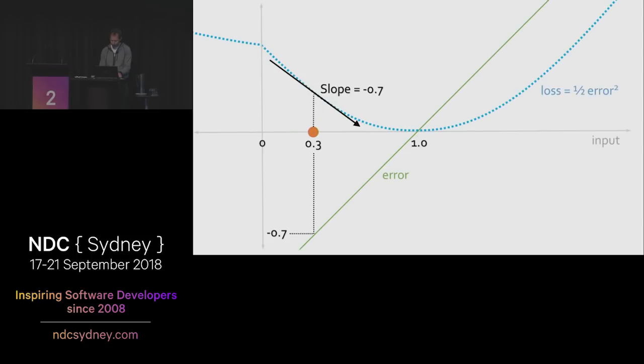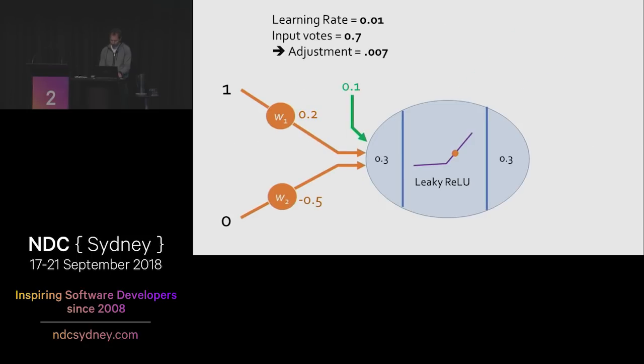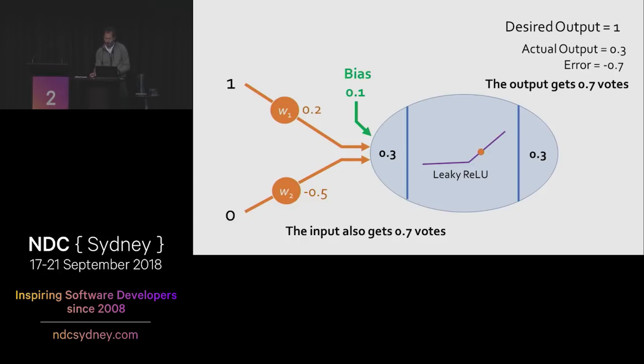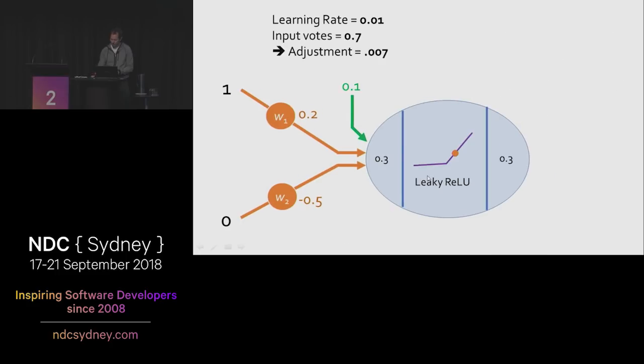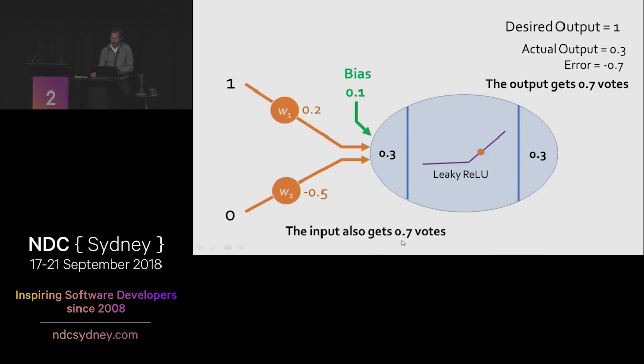So I just want to go back now because there's something I wasn't quite explicit about, which is this situation. So the output here got 0.7 votes, and the input also got 0.7 votes. Now imagine that this input here was actually a negative number. So we're now on the leaky side of the ReLU, right? So what that would mean is the input would get how many votes? Exactly. We divide it by 100. The input will get 0.007 votes.